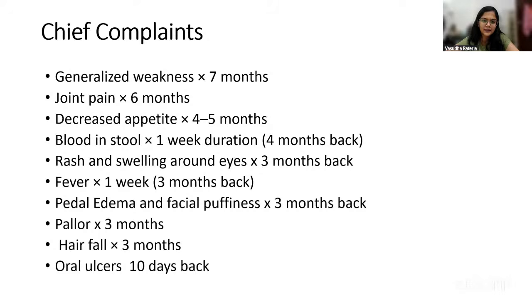The chief complaints that the patient presented with were generalized weakness since 7 months, joint pain since 6 months, decreased appetite since 4 to 5 months, blood in stool for 1 week duration, which was about 4 months back. Then the patient had rash and swelling around eyes about 3 months back. She had fever for 1 week, 3 months back, pedal edema and facial puffiness 3 months back, pallor since 3 months, hair fall since 3 months, and oral ulcers, which was 10 days back.